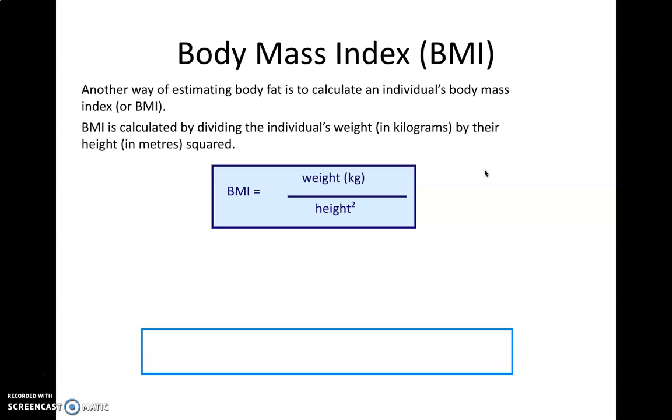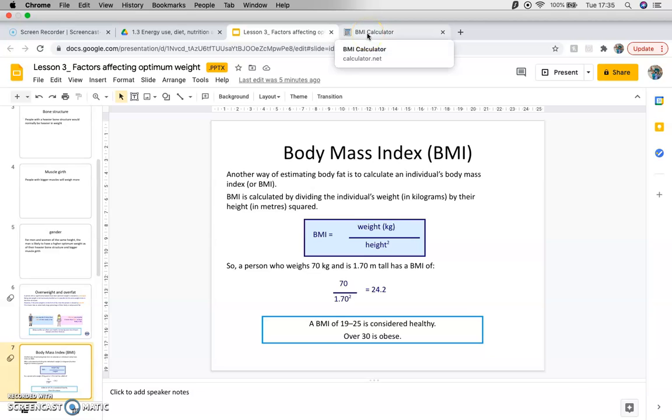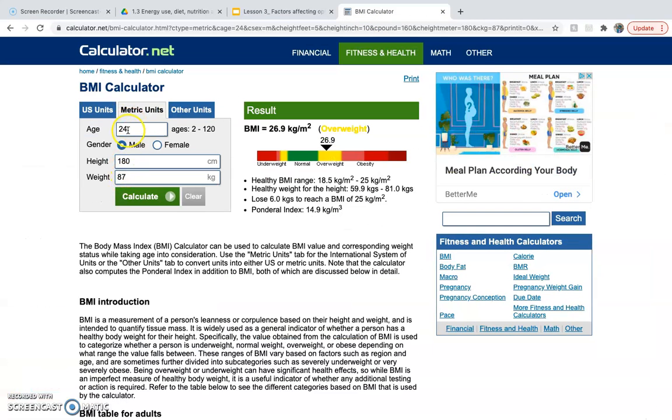Sorry, I just paused it and restarted it. So my weight, what did we say, 86, 87 kilograms, and my height is 180 centimeters, about 5'11". So we're going to do that calculation. I'm going to show you a site that I can use, and I've already done it. So I'm 24 years old, I'm male, 180 centimeters, 87 kilograms, and I calculated it, and the result says I've got a BMI of 26.9 kilogram meter squared, and I am overweight, it says.